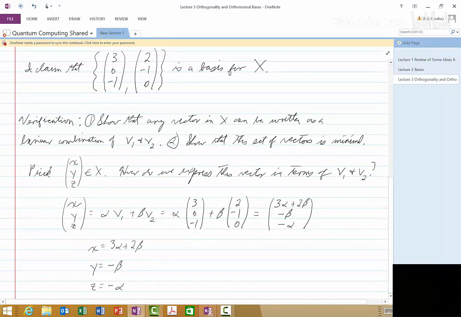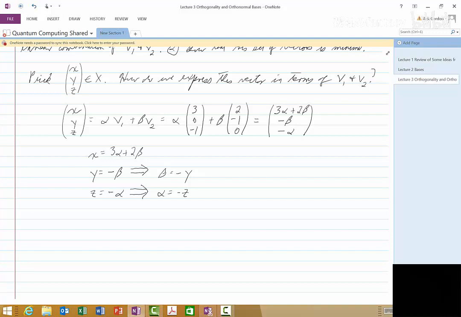is minus alpha. And therefore, you see how our choice of making the y component of v1 equal to 0 and the z component of the second vector 0 has led to simple expressions for the y and z components, which in turn has allowed us to solve for alpha and beta very easily. We find that beta is equal to negative y and alpha is equal to negative z.